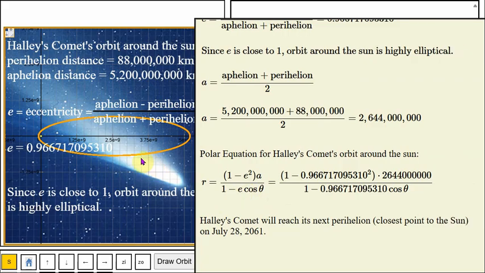And so we can see that Halley's Comet's orbit is a very, very large ellipse. And the next time that the comet is going to be at perihelion, meaning at this point right here, closest to the sun, it's going to be on July 28, 2061.